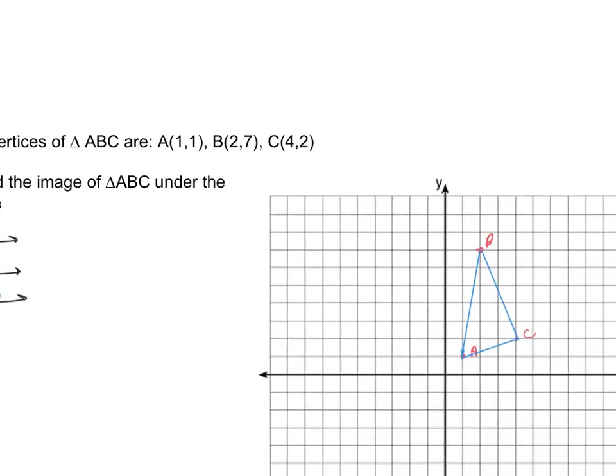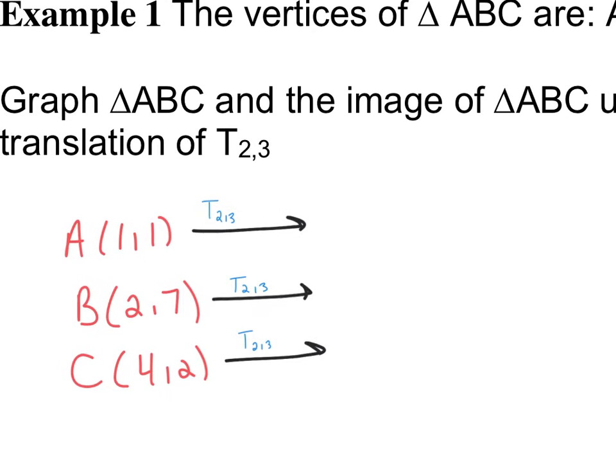So I want to plot points A prime, B prime, and C prime. The reason why I put a prime is because this is the plastic surgery unit. We are transforming our figure. So the more primes we have, the more distorted or transformed our figure actually is. So our 2 is positive and our 3 is positive. Remember, 2 goes with x, 3 goes with y.